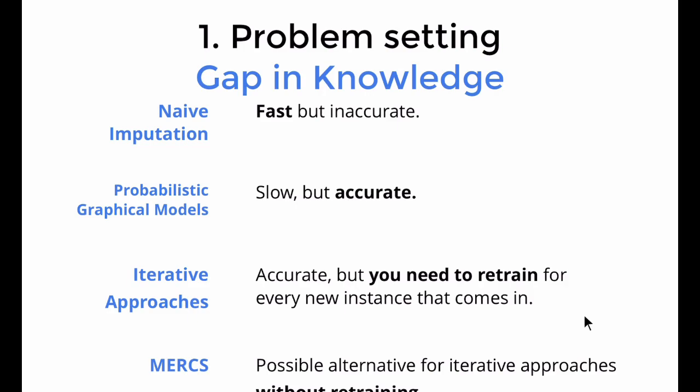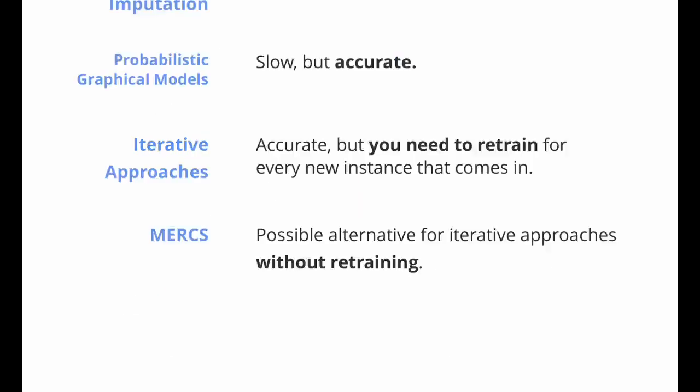But then iterative approaches, they're accurate, but you need this retraining step for each instance that comes in, which you want to avoid. And that's where MERCS would come in. So it's a possible alternative for these iterative approaches. In a sense, it's pretty similar to what they do, but MERCS would avoid this retraining step, which would make it particularly applicable to the problem setting that we just explained.